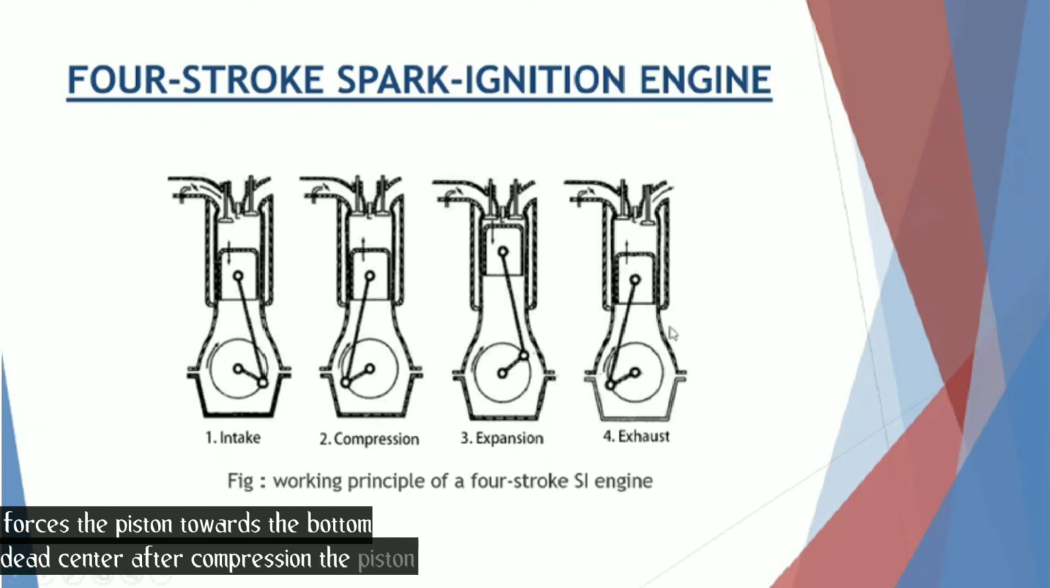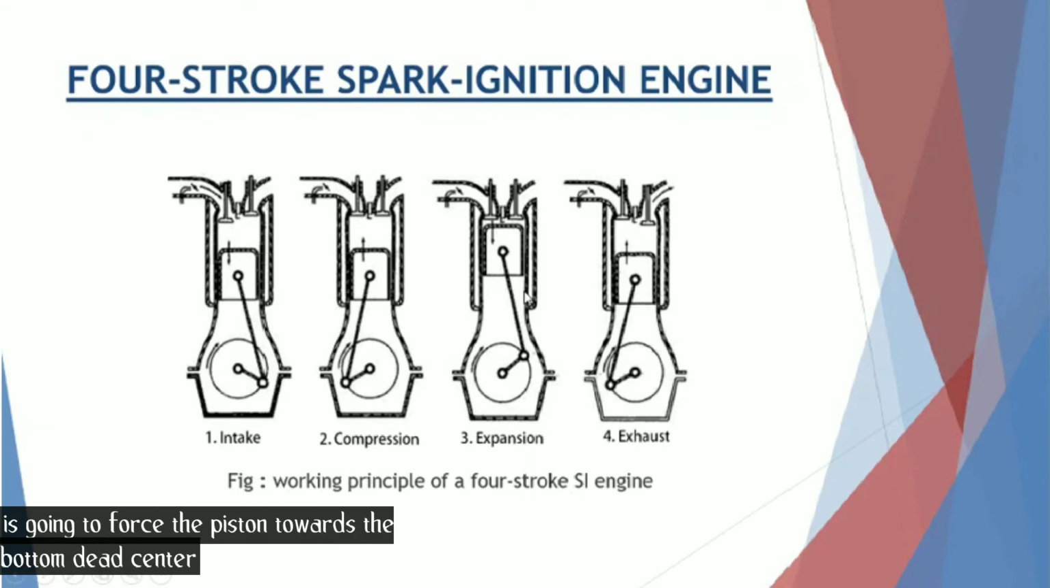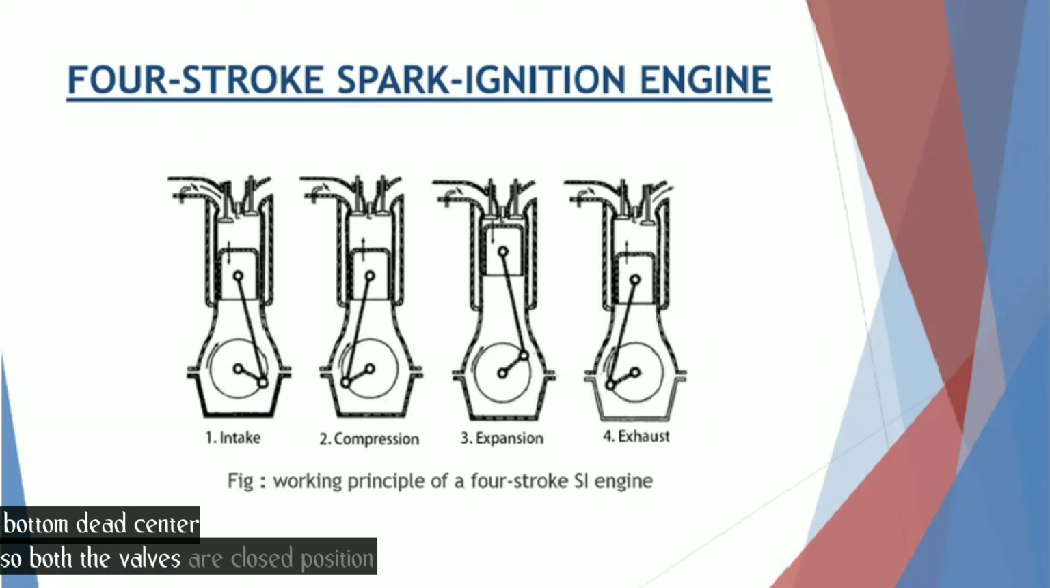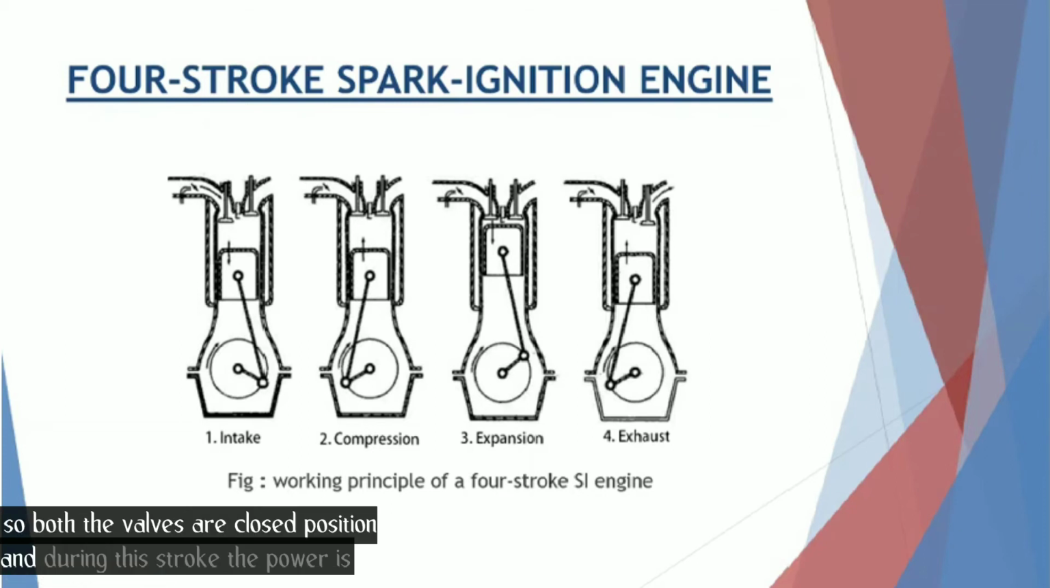After compression, the piston is at the top dead center. Now the burned gas forces the piston towards the bottom dead center. Both the valves are in closed position, and during this stroke the power is produced, and both pressure and temperature decrease during the expansion. The last stroke is the exhaust stroke.